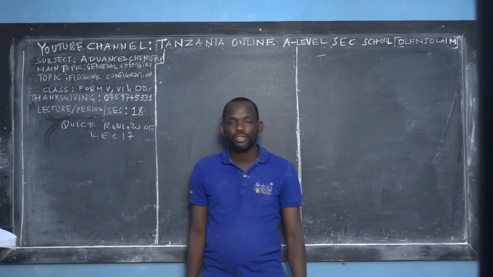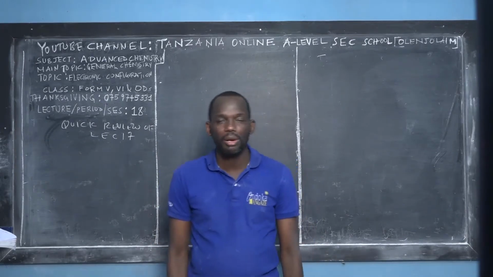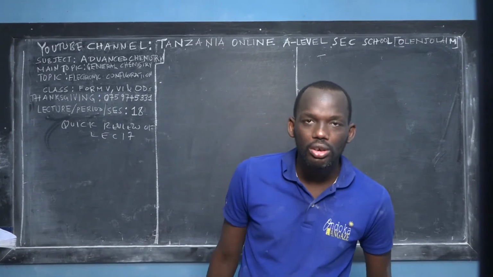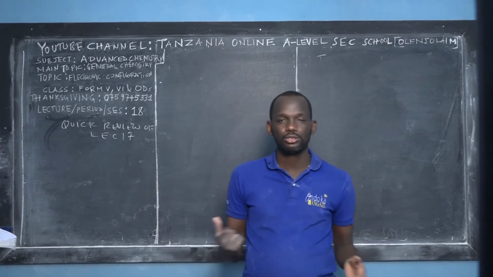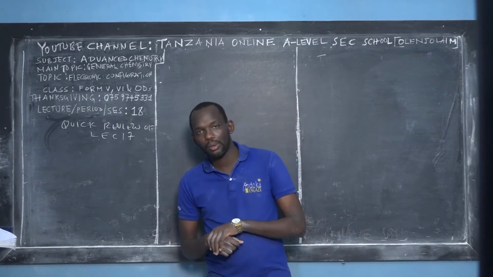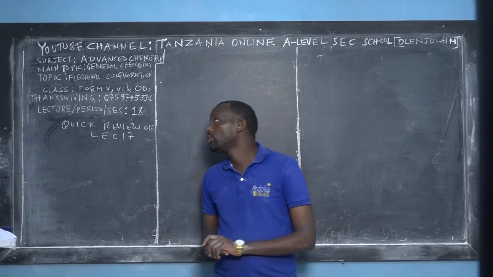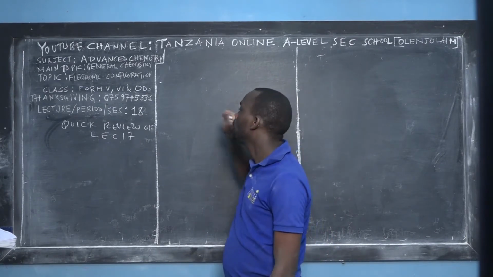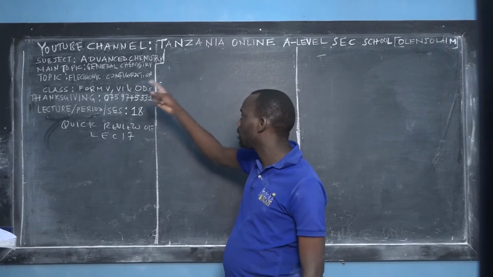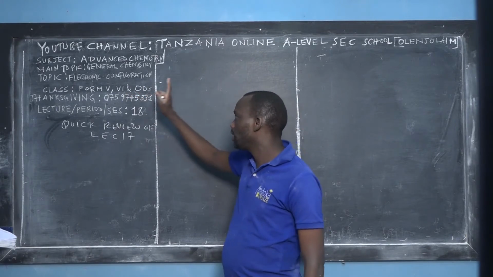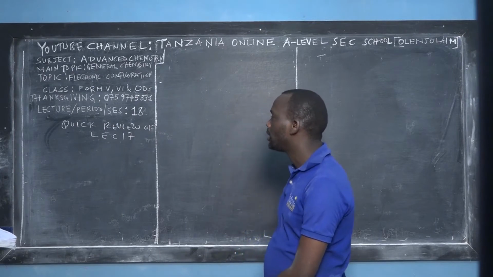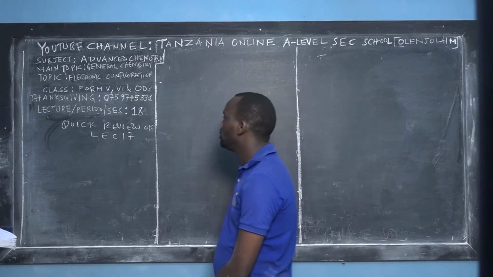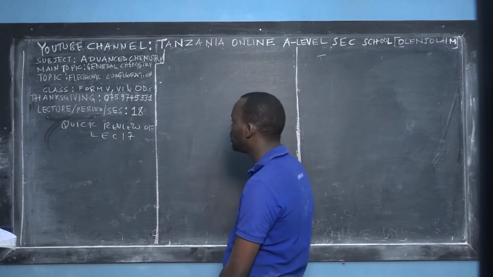And I'm ready to share with you the solutions I'm offering for solving complex national and even international problems in learning. So go along to our YouTube channel called TANZANIA Online A-Level Secondary Schools, the subject is advanced chemistry, and the topic is general chemistry. Today we are going to cover the last two parts of advanced electronic configuration. This class is for Form 5, Form 6, and ODs.